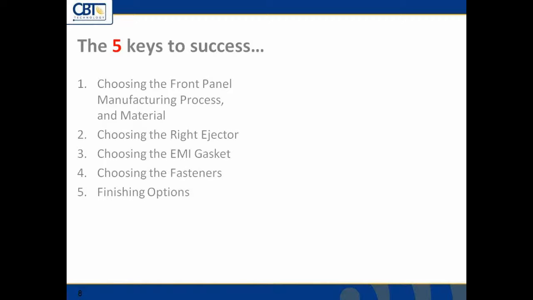Number 2 is the right ejector and what some of the options and availability for ejectors would be there. The third one is choosing the right EMI gasket. We'll look at some of those options. And then for the fasteners, and then finally we'll finish up with the finishing options or labeling options and different ways to make the overall front panel look nice. That's an important thing, obviously, too.